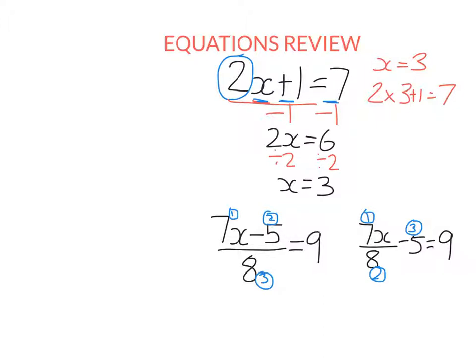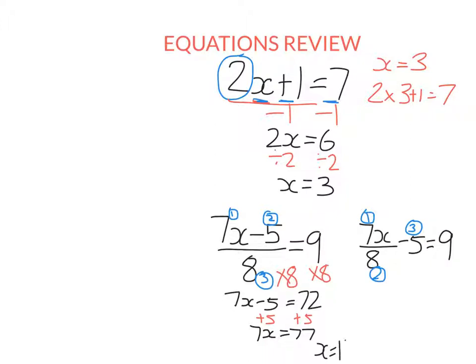In the first one on the left, dividing by 8 was the last thing done, so we're going to undo that first by timesing each side by 8. Then the next thing that we need to undo is the subtracting 5, and of course what we do is add 5 to both sides. Addition undoes subtraction. And the final step is that we undo timesing by 7 by dividing by 7, and we get x equals 11.